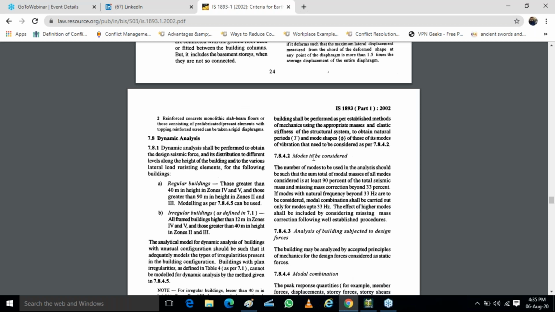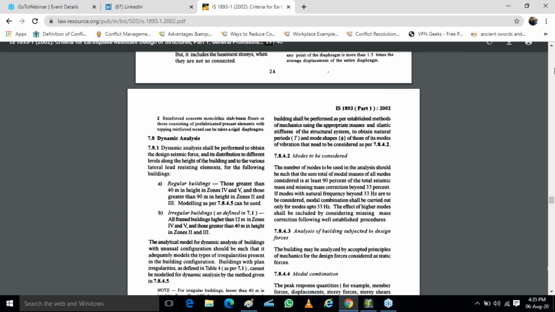Okay, this is the mode to be considered. The number of modes to be considered in the analysis should be such that... Okay, who can read this?